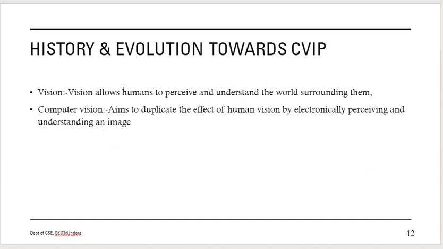Now let us see vision. What is vision and what is computer vision? Vision allows humans to perceive and understand the world surrounding them, whereas computer vision aims to duplicate the effect of human vision. Whatever the human vision is, that is going to be duplicated electronically, with the help of some machine, by electronically perceiving and understanding the image.